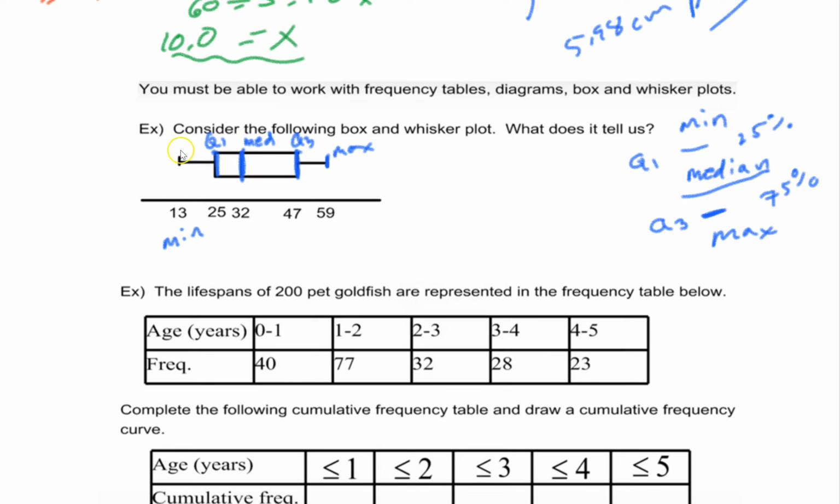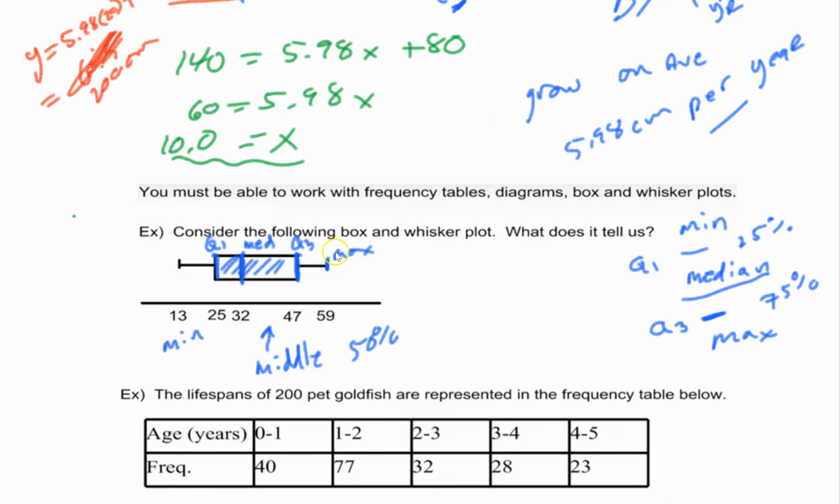You find the min that goes on the very end. You find the max that goes right there. And this middle box here, which has the Q1, the Q3, and the median, that's 50% of your data. That's what we call the middle 50. Which makes sense, right? Because it's 75% and 25%, 50% of your data. So that's how you look at a box and whisker plot. What does it tell us? It tells us the min, the max, the median, the median of the bottom half, the median of the top half, and it tells us where 50% of our data falls in. So 50% of our data falls between 25 and 47.